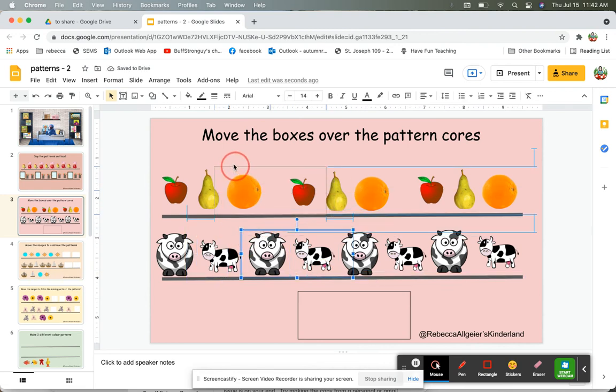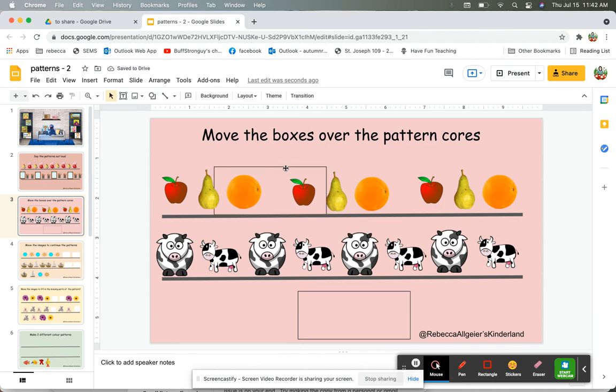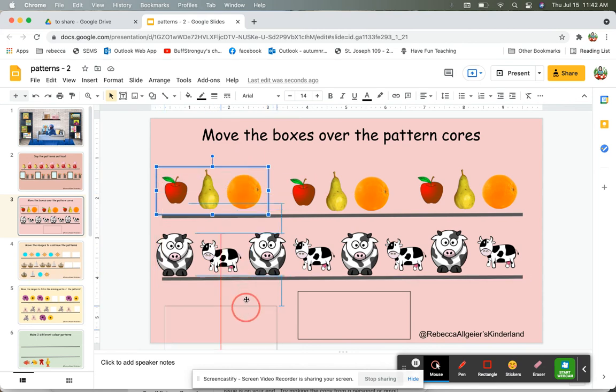So I'd say, okay, am I over the pattern core now? And they would say, no. And I'd move it again. And I'd say, how about now? Is that the core of the pattern? And they'd say, yes. And so on and so forth. And then the kids would do this one. And of course, make another one.